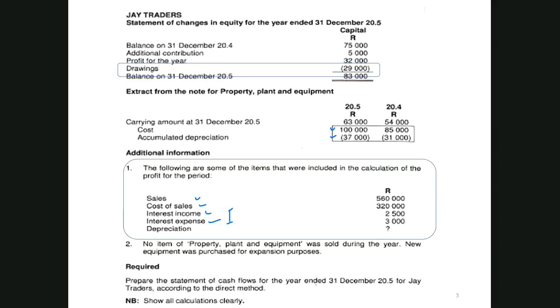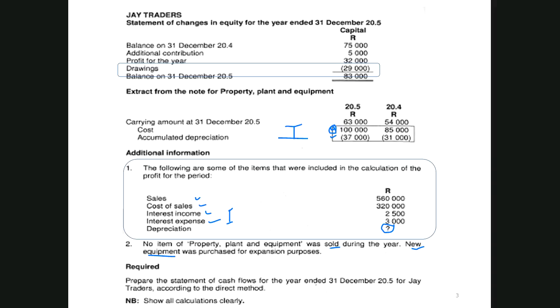Depreciation we're going to need to work out. That immediately tells you that here you're going to have to recreate general ledger accounts, because that's the way you're going to work out this depreciation amount. And they tell us there was no sale of property, plant and equipment during the year, but there was new equipment. So we've got to look for how much we paid for the new equipment. And we'll also find that out by reconstructing the general ledger account for property, plant and equipment. So that's already given us an idea of the kind of calculations we're going to need to do.